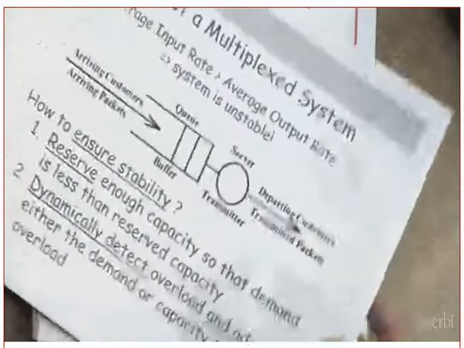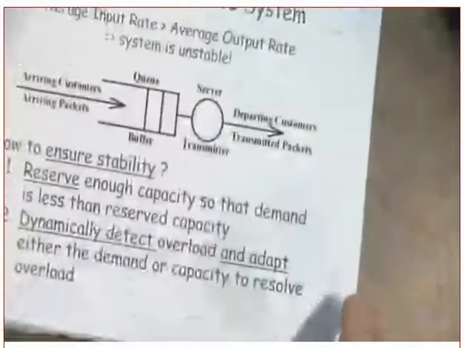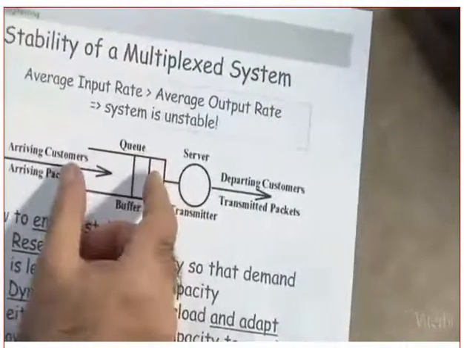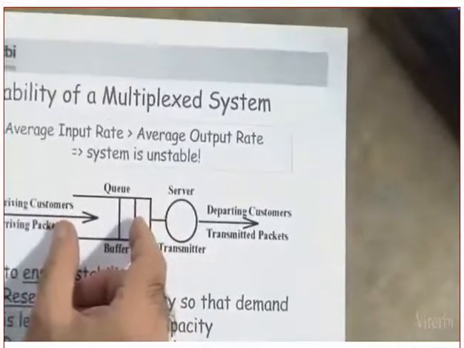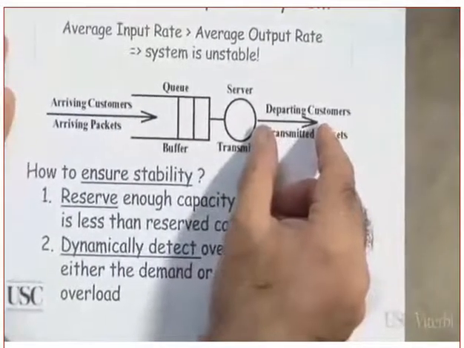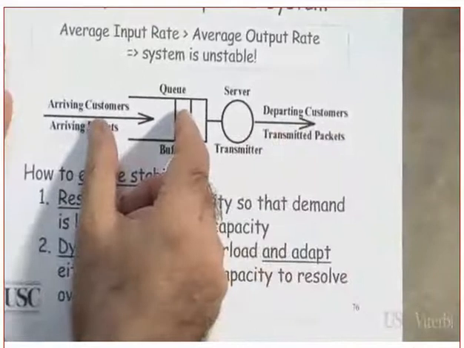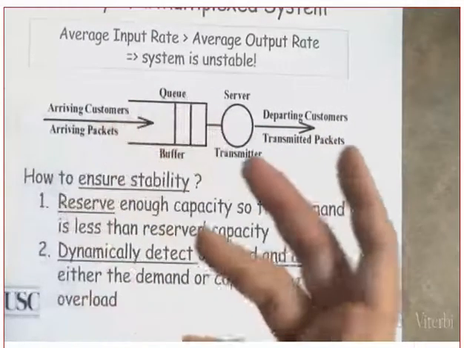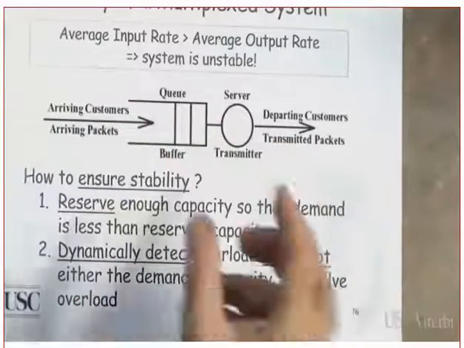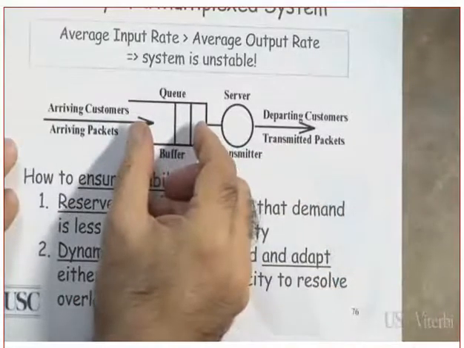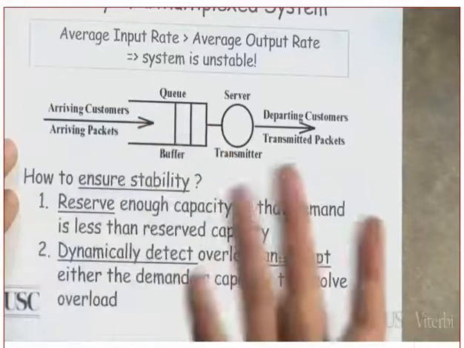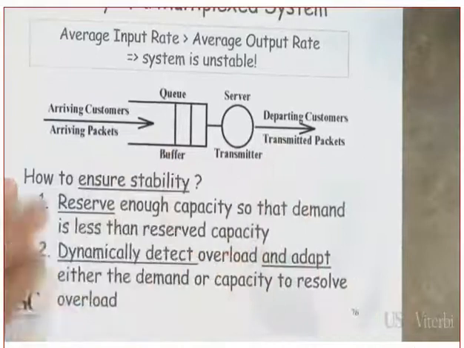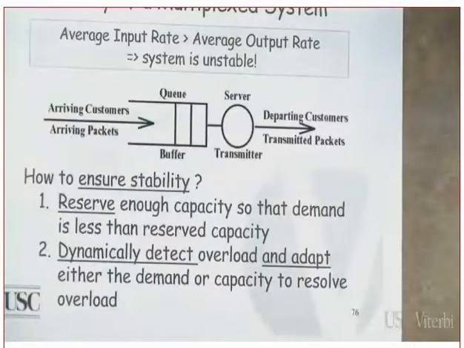Jump with me to page 76, please. What will happen? This is the server. This is the incoming traffic. If the aggregate arrival rate exceeds the service rate, what will happen? That queue will begin to pile up. And if you reach the capacity of the queue, meaning how many packets can be stored in the queue, you are going to drop the packets. Clear? You are going to drop the packets.